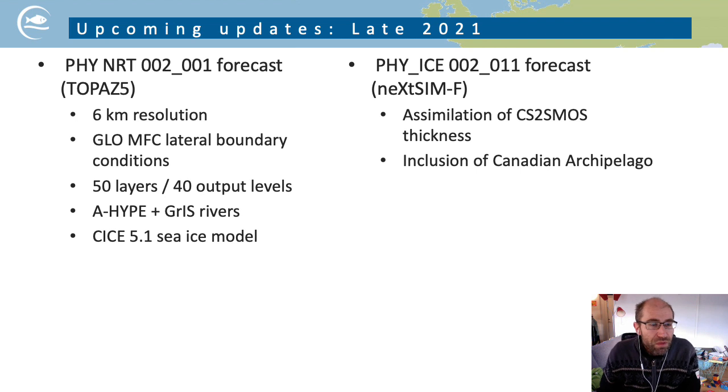Then the next updates are going to be, we hope, in late 2021 with a newer physical system, the Topaz 5 system, which will have a 6 kilometer resolution instead of 12 kilometers, and that will use data assimilation in the same way as before, but with a higher resolution both on the horizontal and the vertical, the global MFC lateral boundary conditions, and a newer sea ice model, CICE 5.1, with better thermodynamics. We hope to improve as well on the neXtSIM model to make it assimilate sea ice thickness with CS2SMOS as in Topaz, and to include the Canadian archipelago.